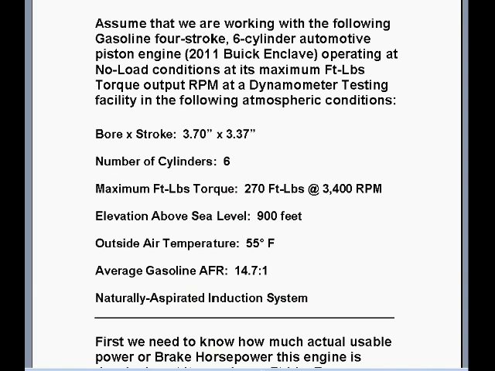Assume that we are working with the following gasoline four-stroke six-cylinder automotive piston engine on a 2011 Buick Enclave automobile, operating at no load conditions at its maximum foot-pounds torque output RPM at a dynamometer testing facility in the following atmospheric conditions. Bore and stroke, 3.7 inch diameter bore by 3.37 inch piston stroke, 6 cylinders, 270 foot-pounds of maximum torque output at 3,400 RPM, 900 feet above sea level operation, 55 degree Fahrenheit air temperature, 14.7 to 1 average gasoline air-to-fuel ratio, and the induction system, a naturally aspirated induction system without turbocharger or supercharger.